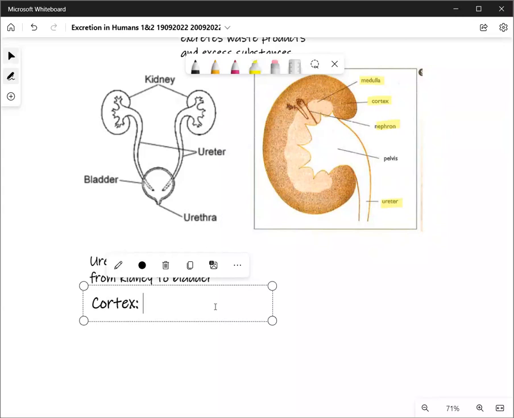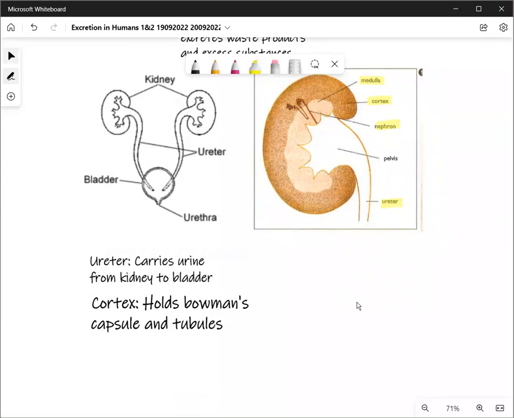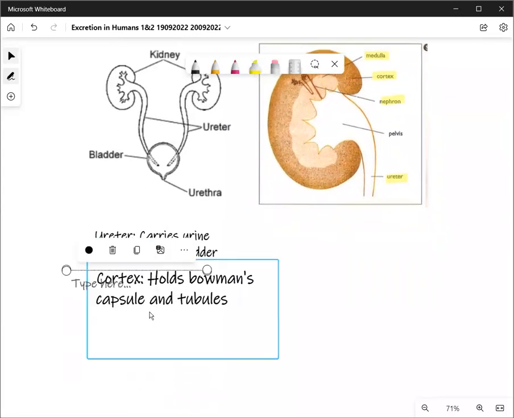Now, the cortex is what holds Bowman's capsule and tubules. That's the purpose of the cortex. Write it in your notebook.